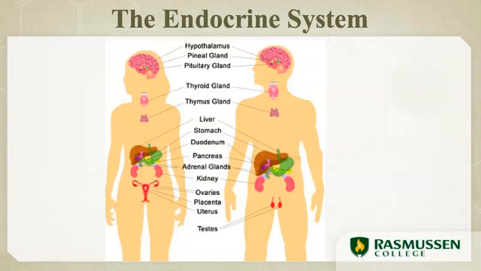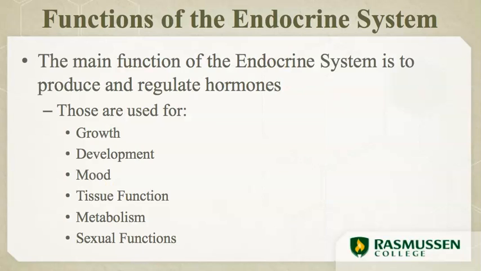So knowing the different parts of the endocrine system and the different glands that are part of it, what we really need to discuss is some of the functions of the endocrine system. The vital function of the endocrine system is to produce and regulate the hormones of the body. The chemical transmitters that regulate different body functions include growth, development, mood, tissue function, metabolism, and sexual functions for both males and females.